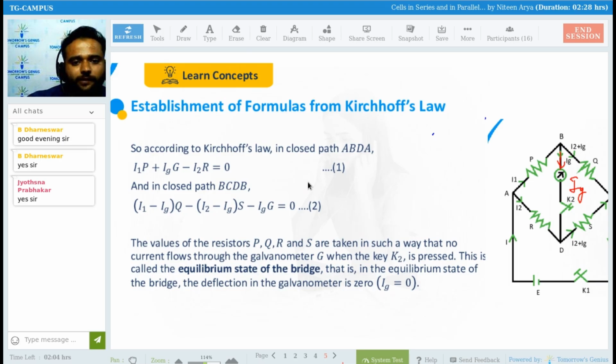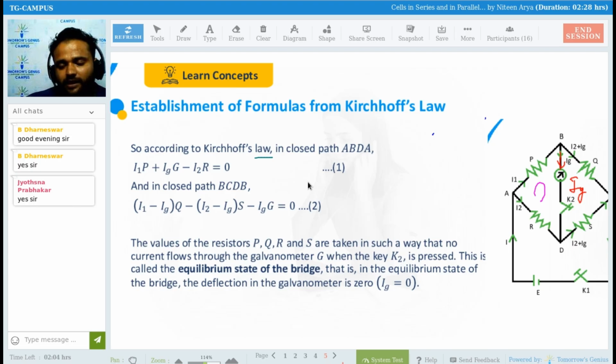Okay. So for example, using KVL, we are going to use KVL. According to Kirchhoff's law, in a closed path A, B, D, A, we're going to take this loop and this another loop. So I1P plus IG into G minus I2R equals 0. That is nothing but what we are doing.